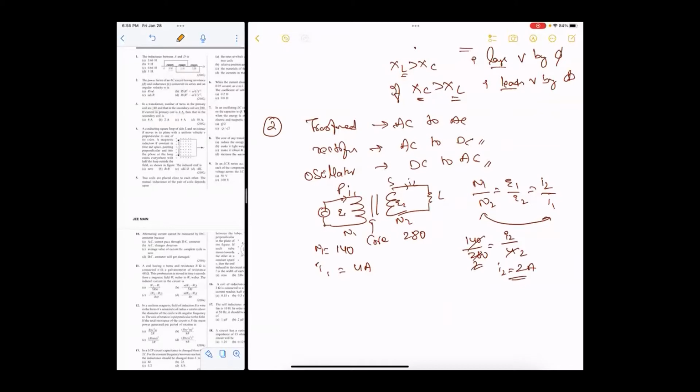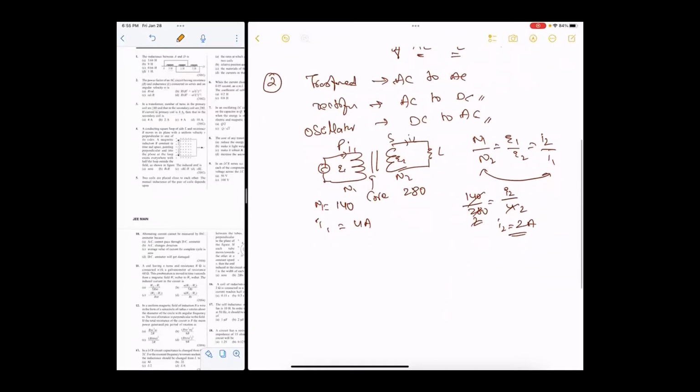So 2 amperes, right? Yeah, this is valid for an ideal transformer. What if it is not a real transformer, I mean, not the ideal one?